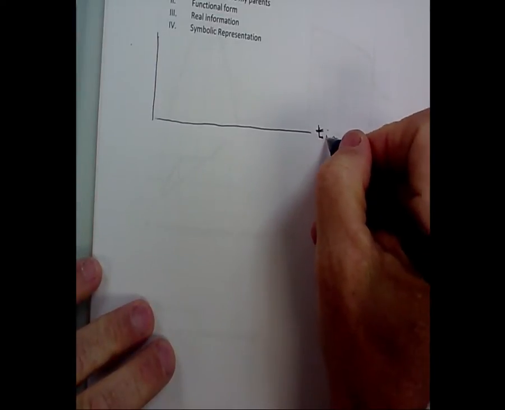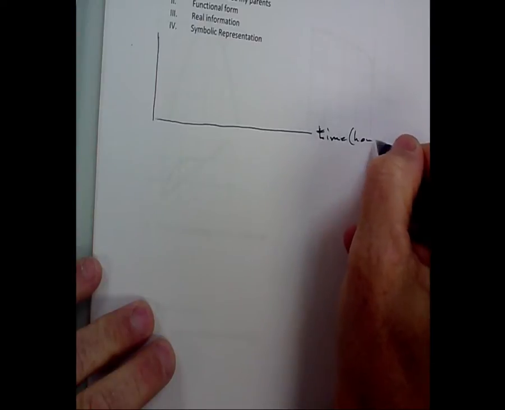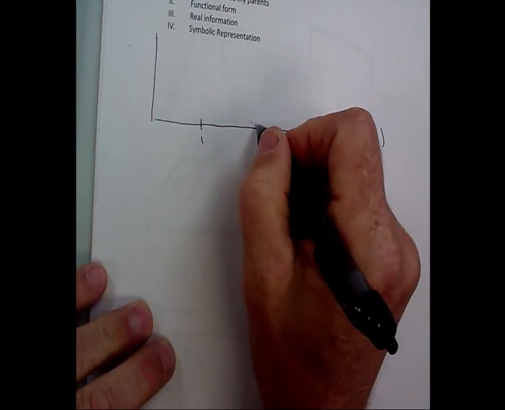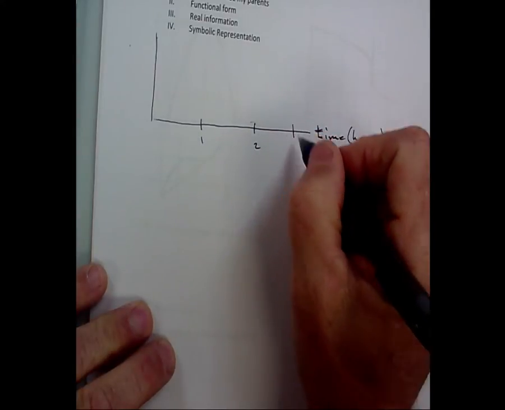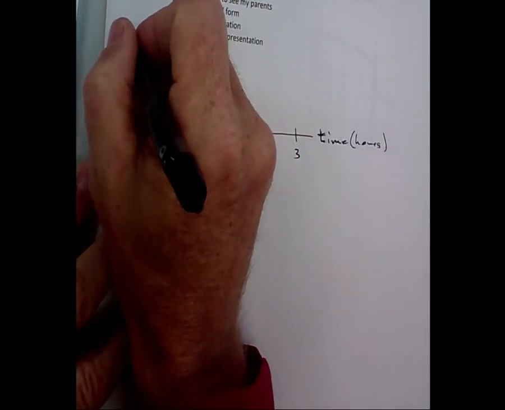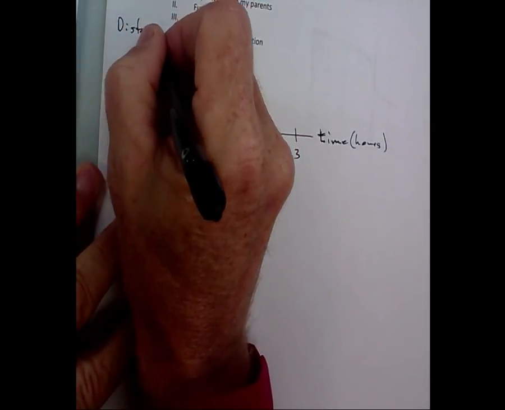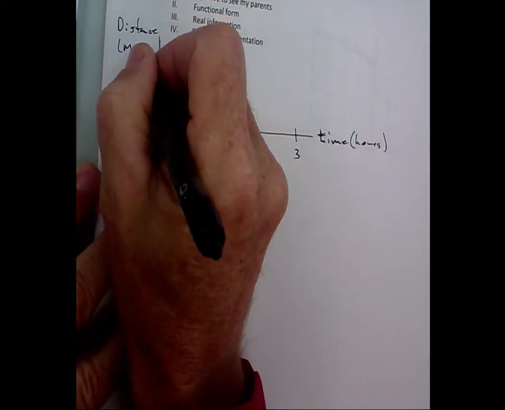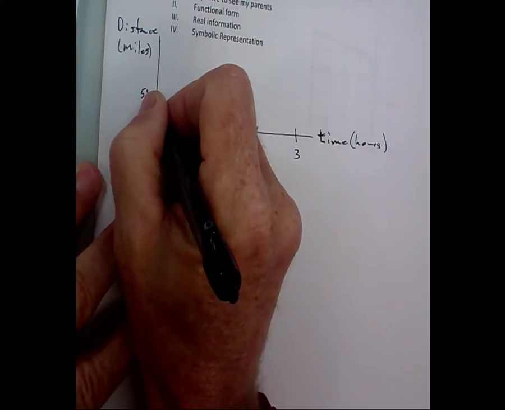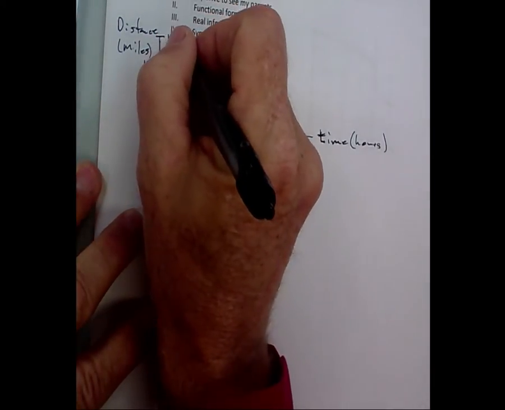Time in hours, and I'm going to have 1 hour, 2 hours, 3 hours, and then over here I'm going to have distance, and that's going to be in miles, and I'm going to scale it like this: 55, 110, 165.